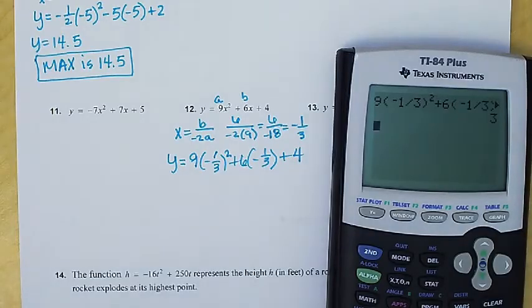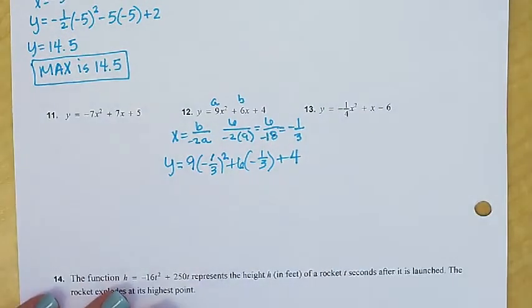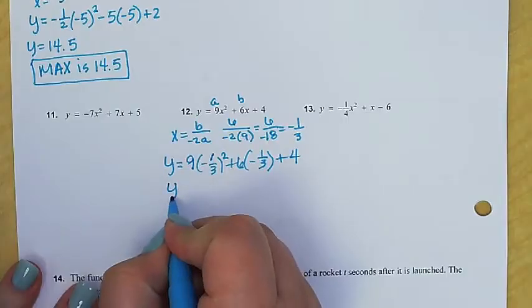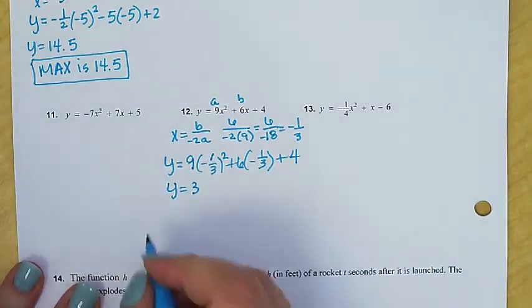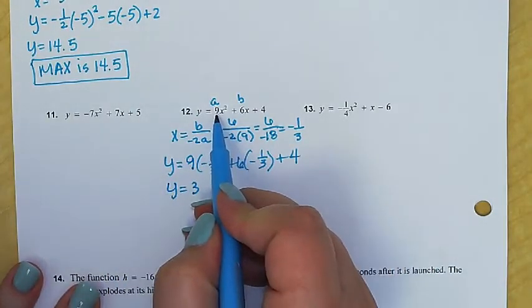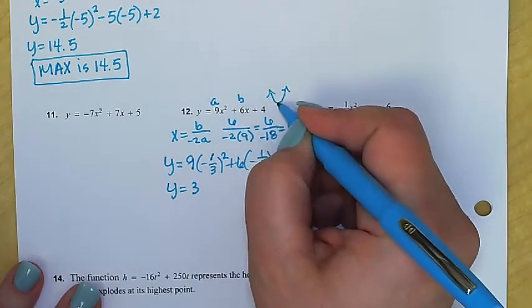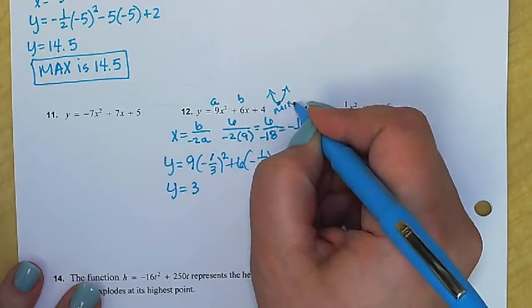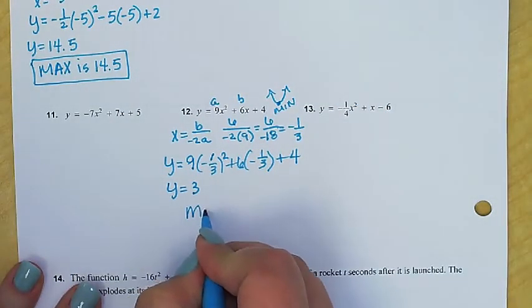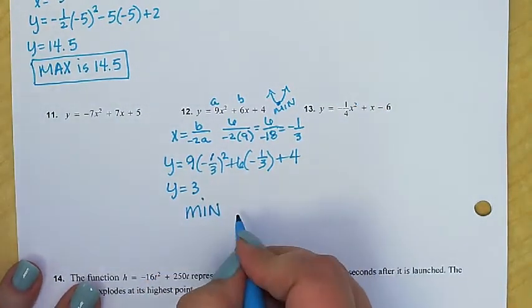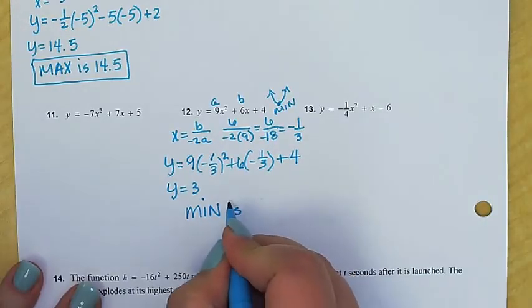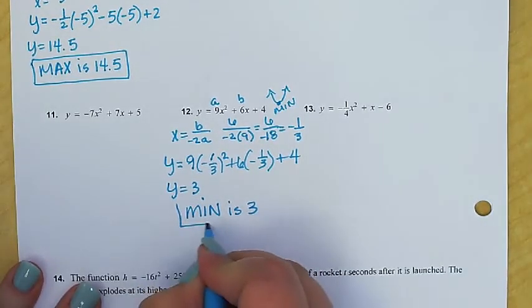And oh, that came out super nice. It just ended up being 3. Thank goodness. So y is equal to 3, and this is a positive a value, so it's opening upward, which means that vertex is a min. So we would say here that the min of this function is 3.